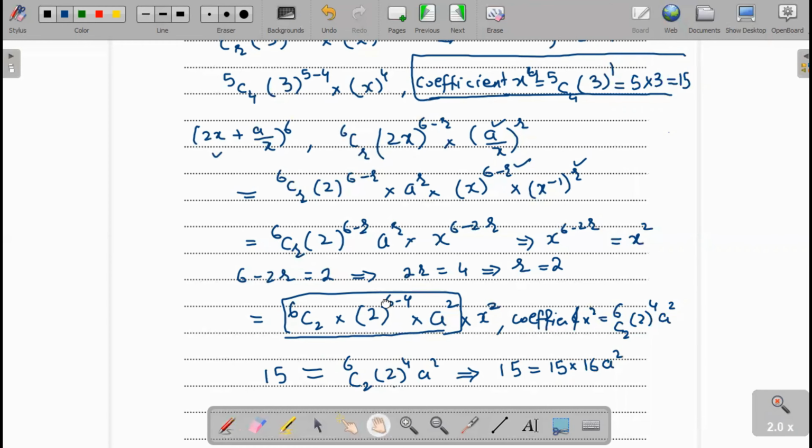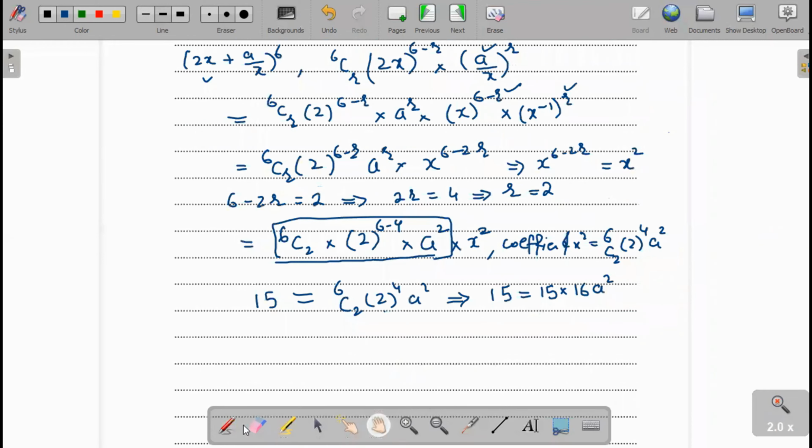Therefore a^2 will be equal to, sorry, a^2 equal to 1 over 16, and a will be equal to plus or minus 1 over 4. That's the answer.